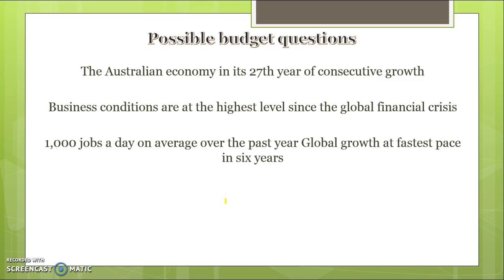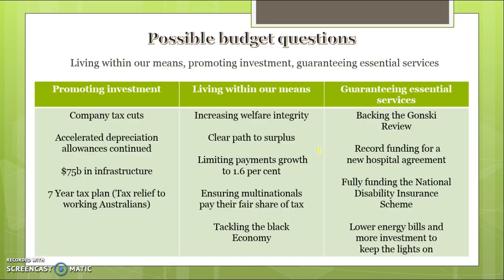So firstly, in terms of the overall conditions of the economy, we're in our 27th year of consecutive growth. Business conditions are actually at the best level they've been since the global financial crisis overall, and 1,000 jobs were created last year on average per day, and global growth is as fast as it's been in 6 years. So there's a lot of strength in terms of growth, a lot of strength in terms of employment, a lot of good things about what's going on in the economy at the moment.